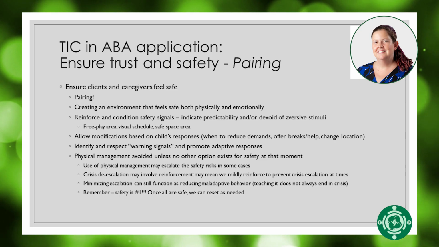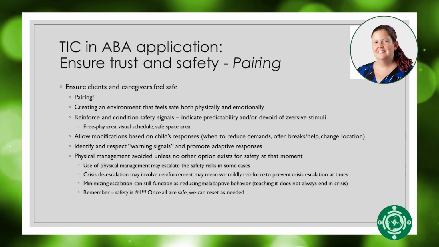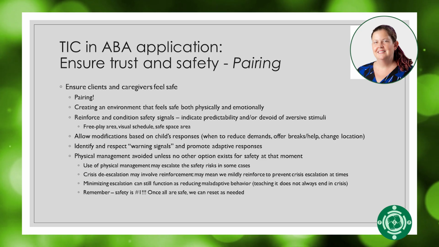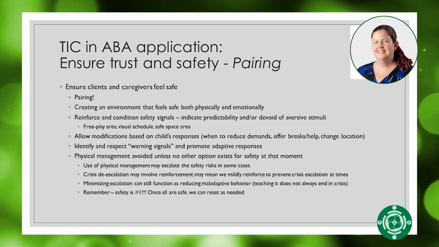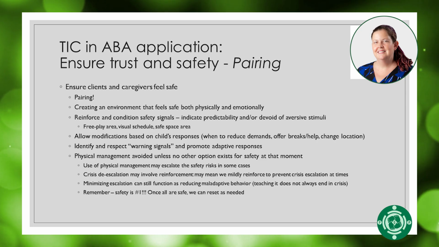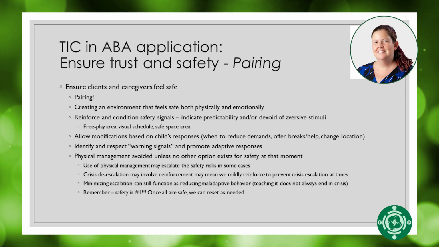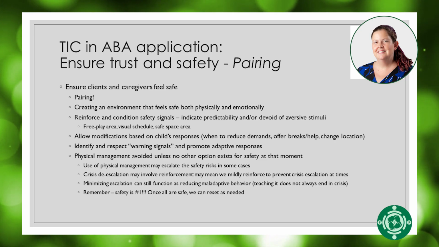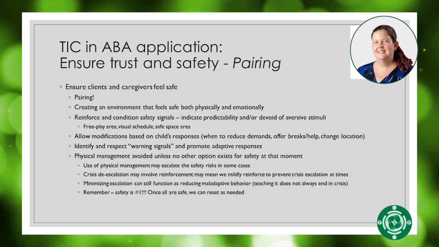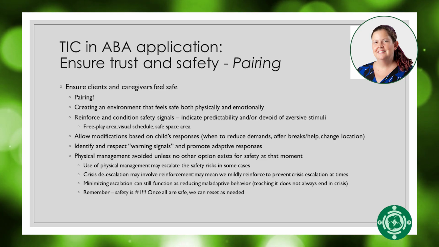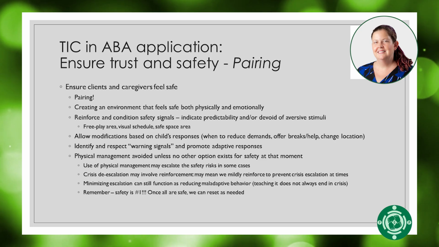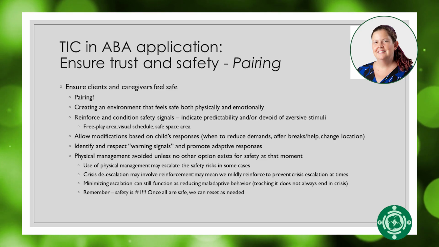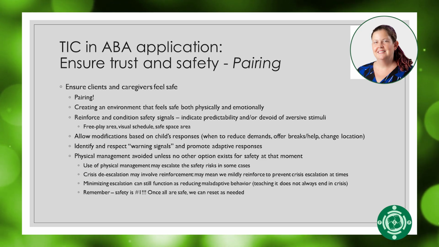Some additional ways to make sure that we are ensuring trust and building safety include allowing modifications based on the child's responses. So when we see those warning signals, we know what modifications we need to make to help that child feel safe. This might be reducing demands, offering breaks, offering help, or even just changing location, going to a different room because something in this room is starting to upset them.